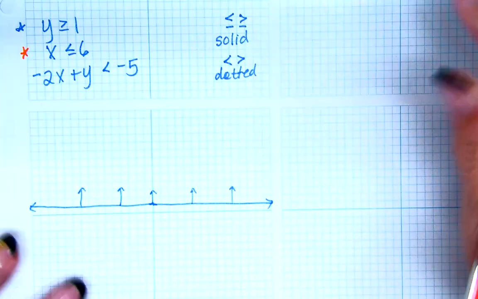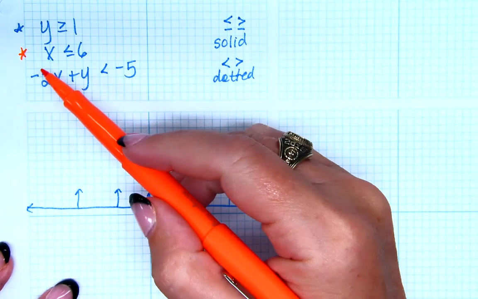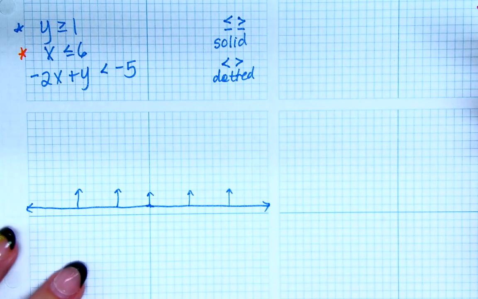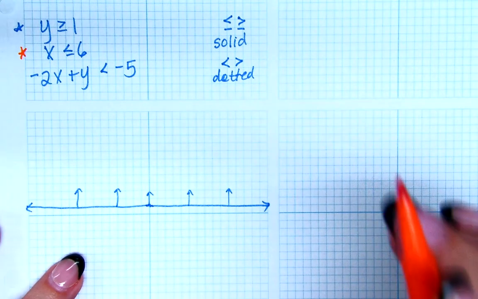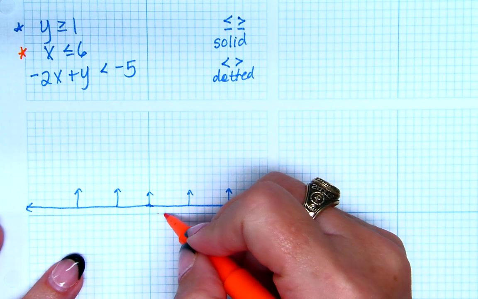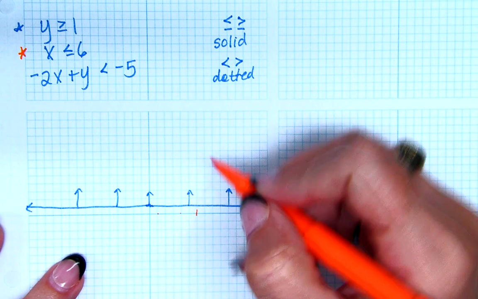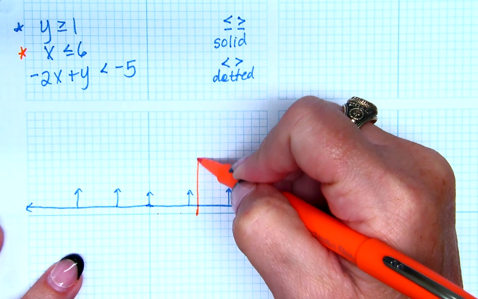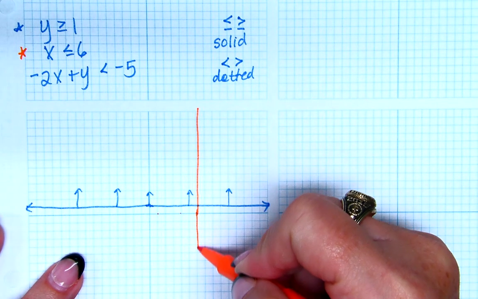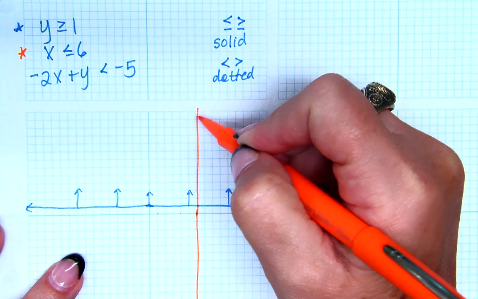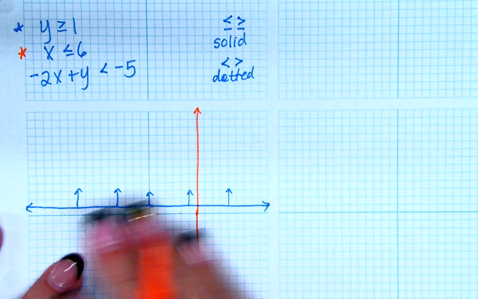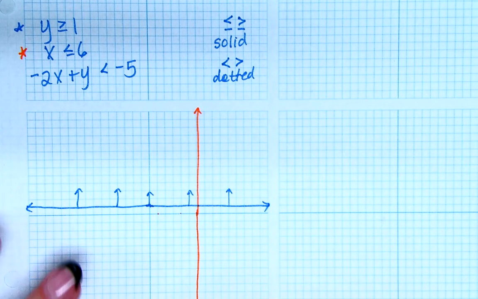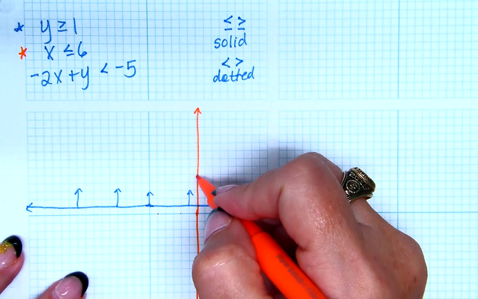All right, I'm going to graph the second line in orange. How do I graph the line x is less than or equal to 6? It crosses the x-axis at 6. So 1, 2, 3, 4, 5, 6. It is a solid line. And if I was shading, would I shade to the left of it or the right of it? Why is it to the left? Because it's less than, right? Okay.